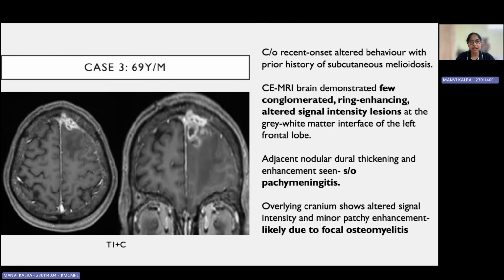Third case is of a 69-year-old male who came with complaints of recent onset altered behavior and had a prior history of subcutaneous melioidosis. An MRI brain was performed which demonstrated a few conglomerated ring-enhancing altered signal intensity lesions at the gray-white matter interface of the left frontal lobe. Adjacent nodular dural thickening and enhancement was seen, suggestive of pachymeningitis, and the overlying cranium showed altered signal intensity and patchy enhancement, likely due to focal osteomyelitis. The patient was started on antibiotics and improved.